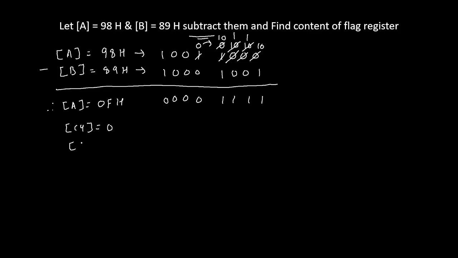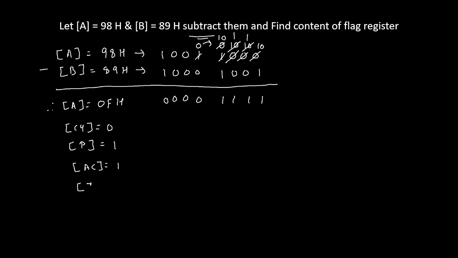Then next flag is parity flag. Parity flag checks how many ones are there. There are total 4 ones in the answer, and 4 is a even number. That's why parity flag will become 1. Next flag that we will check is auxiliary carry flag. So from previous half of the answer, we have taken borrow in the next bit. Therefore, we will say that here auxiliary carry flag become 1.